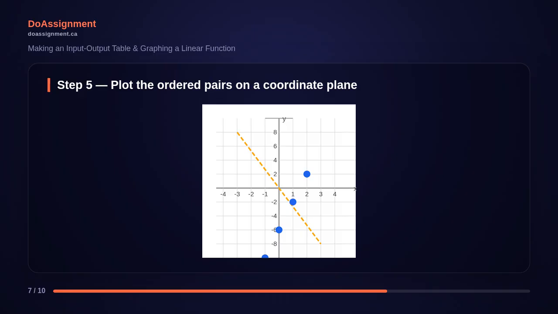Here are all 5 ordered pairs plotted on the coordinate plane. Each blue dot represents one of our points. Notice that all 5 dots line up perfectly along a straight orange dashed line, which tells us the graph is linear.